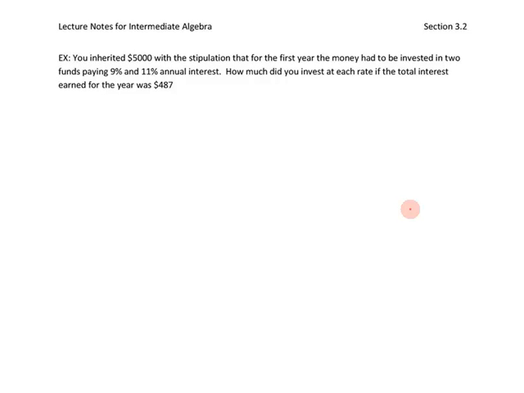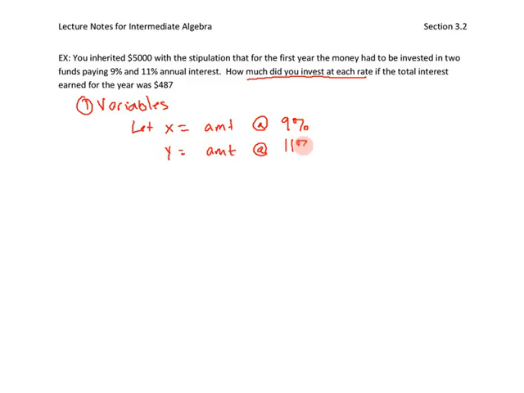We have that we inherited $5,000 with the stipulation that for the first year the money had to be invested in two funds, one paying 9% and the other paying 11% annual interest. So same problem again. How much did we invest in each one if the total interest earned for the year was $487? So start with the variables. What are the unknowns, right? It's how much did we invest at each rate. So let's let X equal the amount invested at 9%, and let's let Y be the amount invested at 11%.